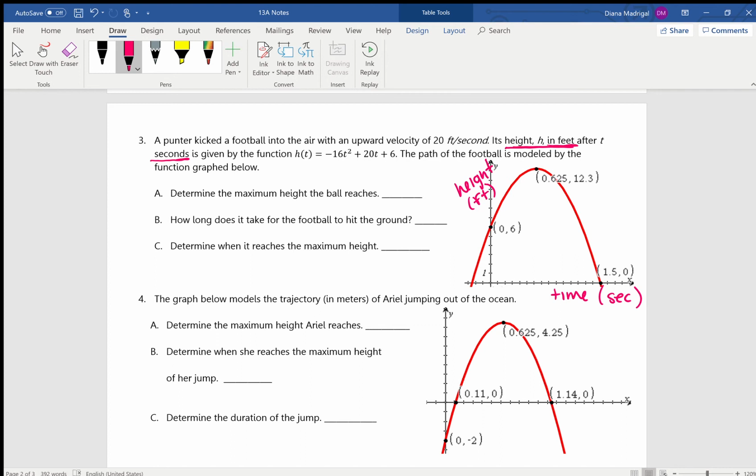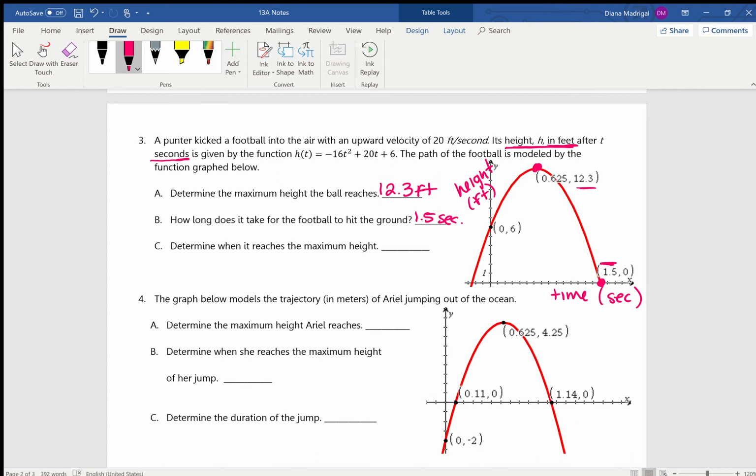All right, so 3a, it says determine the maximum height the ball reaches. So the maximum height, well, this is my maximum right here. I'm looking at the y value, so it's going to be 12.3 feet. 3b, how long does it take for the football to hit the ground? Well, it's hitting the ground at this point. How long did that take me? I'm looking at the x value, which is 1.5 seconds.